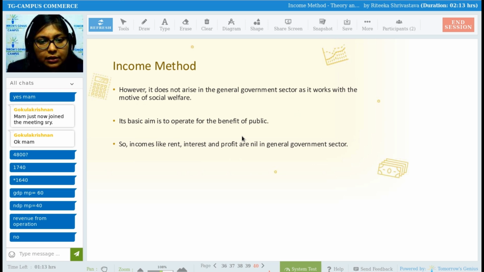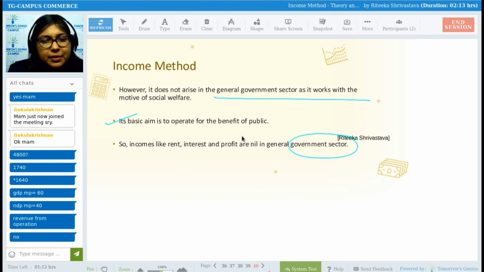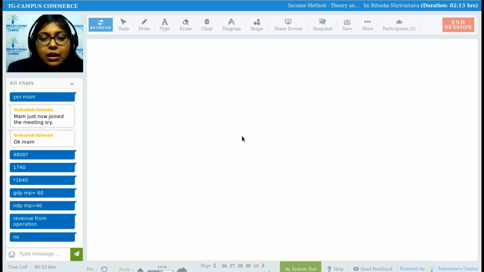Operating surplus arises in both private and government enterprises. When we talk about operating surplus, it can be related to private companies and to government companies. But it does not arise in the general government sector, as it works with the motive of social welfare. Its basic aim is to operate for the benefit of the public. So income like rent, interest, profit are nil in the general government sector, because it is there to provide welfare to the people. So operating surplus is majorly related to the private sector.